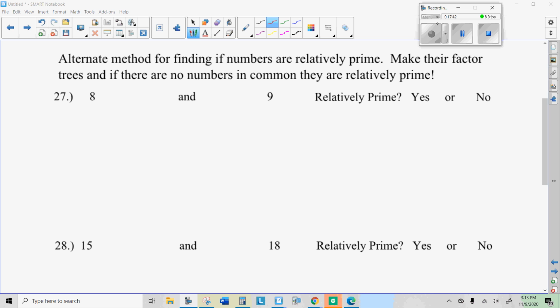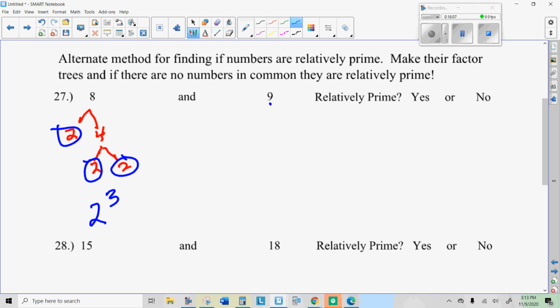Okay, so if we want to know if they're relatively prime, another way to look at that, other than looking at all the factors, is to find their factor trees. And if there are no numbers in common, they're relatively prime. So 8, we would start by doing 2 times 4, and then the 4 we could break up into 2 times 2. And so we have 2 times 2 times 2, 2 to the third. 9, the only thing I can think of there other than 1 is 3, 3 times 3. Now both those are primes, so I'm going to write it as 3 to the second.